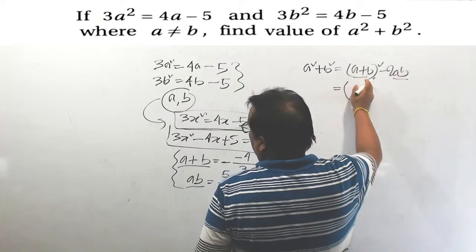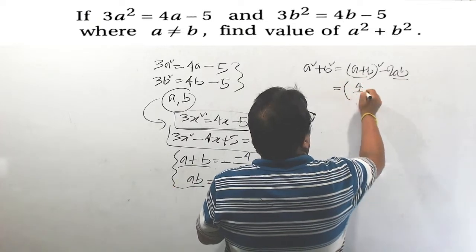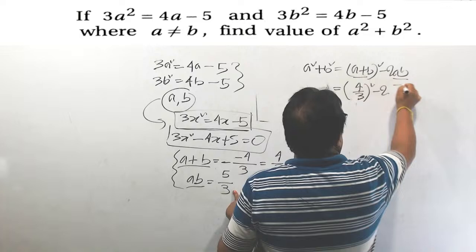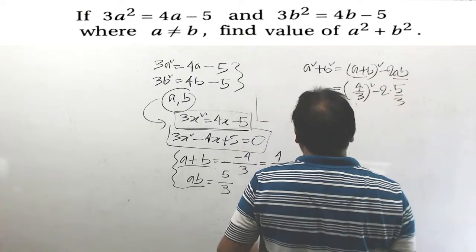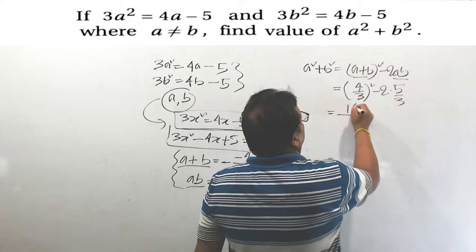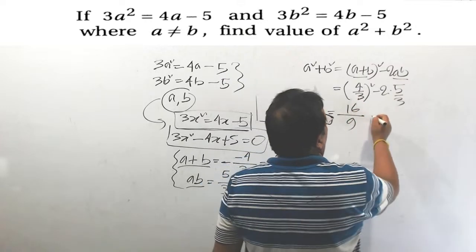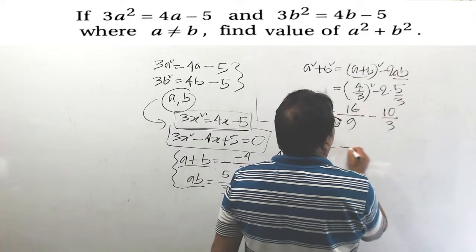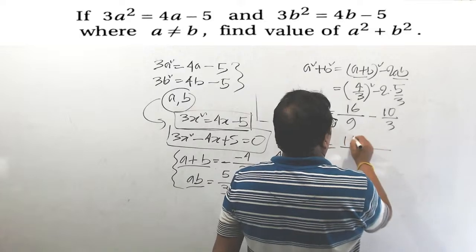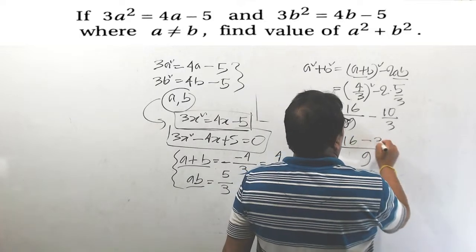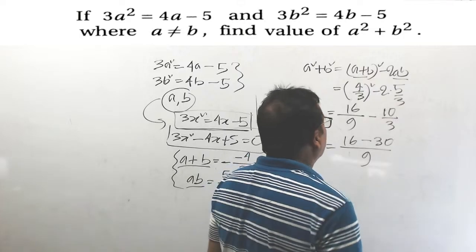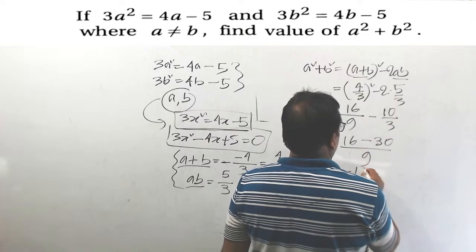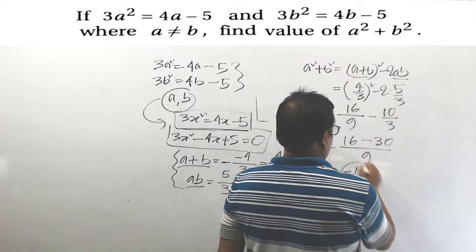What is the value of a plus b? 4 by 3. 4 by 3 whole square minus 2 into ab, which is 5 by 3. Now simplify. That means 16 by 9, minus 10 by 3. What is the LCM? Just simplify. 9 is the LCM. 16 minus 30. That means minus 14 by 9. This is the value.